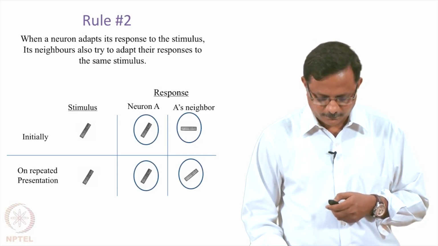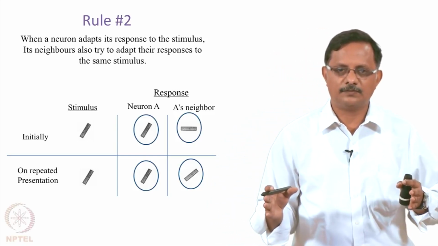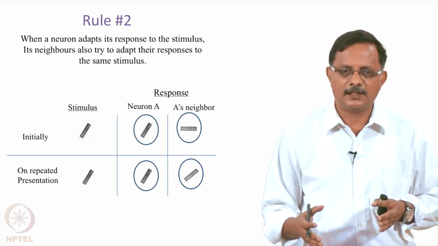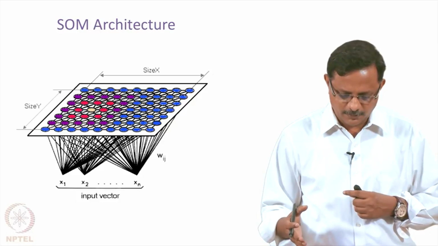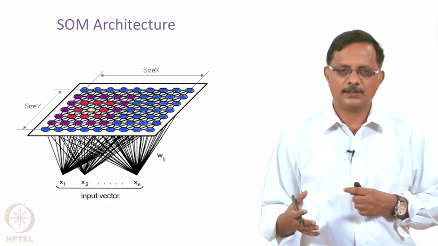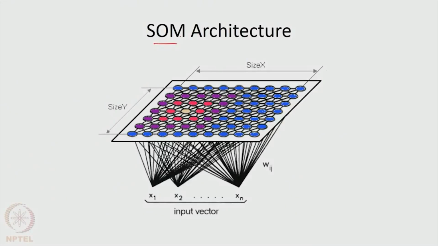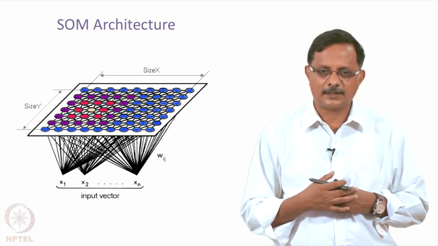So, if you combine these rules in a two-dimensional sheet of neurons, we can actually implement these neurons using mathematical equations and simulate them on a computer. Let us see what happens if we do that. That kind of a map model is called a self-organizing map or a SOM, and a lot of interesting map phenomena in the brain can be explained even using simple mathematical models like this.